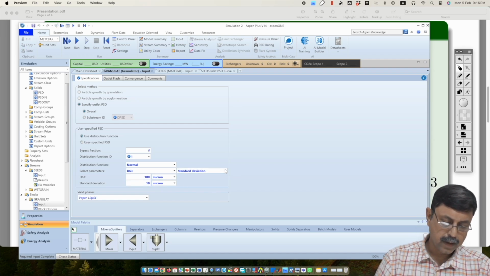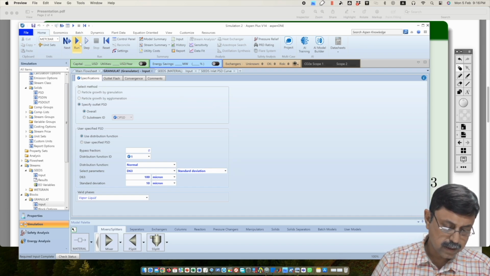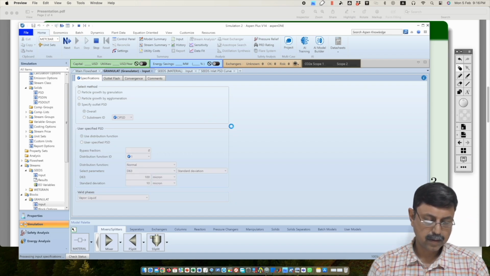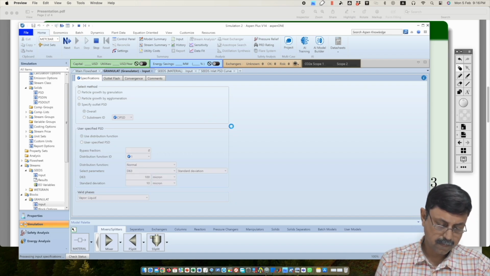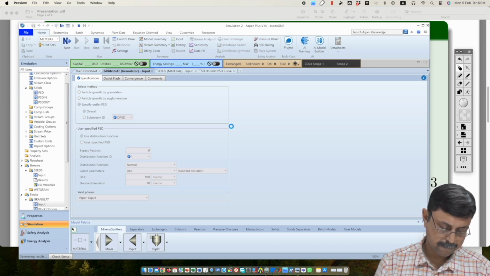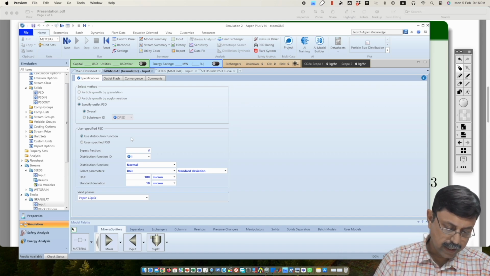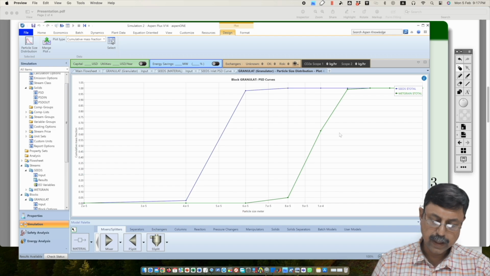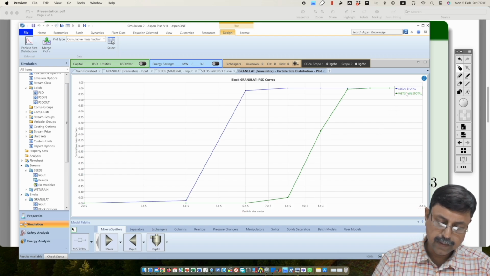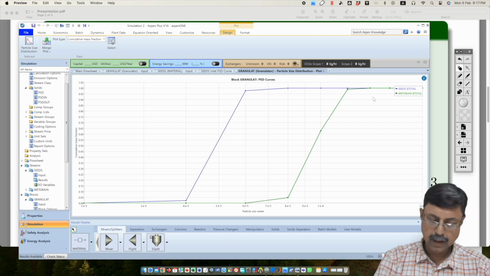Okay. Now all the inputs are complete. So you can run the simulation. And the results are available. So we can see the results. So directly go to the particle size distribution. So this is how it is. So you can see the seeds and weight grain. Seeds are given by the blue color and weight grains are given by green color.